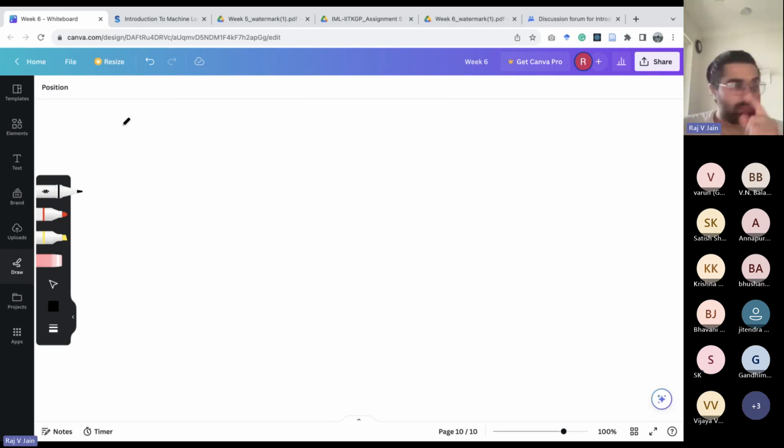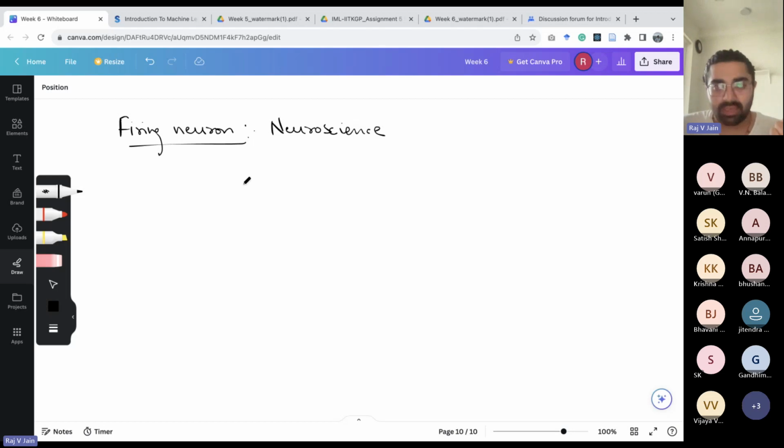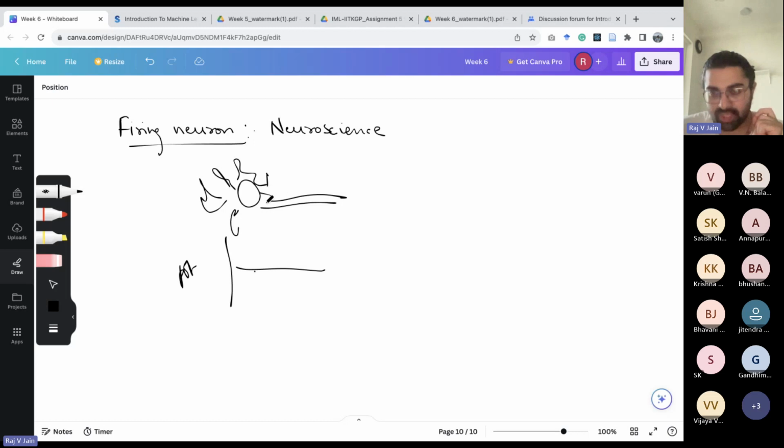Okay, so firing a neuron. This is actually taken from neuroscience concepts. The idea is that any neuron in neuroscience terms needs some amount of potential to get activated, and once that potential is reached, it fires. So it basically communicates that information to the next neuron. This is the parlance of the neuroscience community.